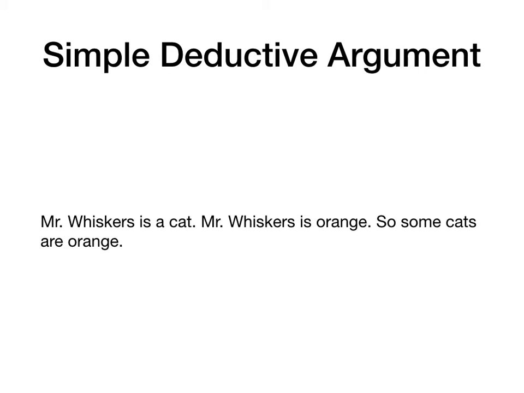So this is an incredibly simple deductive argument. Again, start simple, even though it's kind of silly, just to make this clear, right? Mr. Whiskers is a cat. Mr. Whiskers is orange. So some cats are orange, right? If Mr. Whiskers is a cat and he's orange, we know that at least one cat, so some cats, are orange.